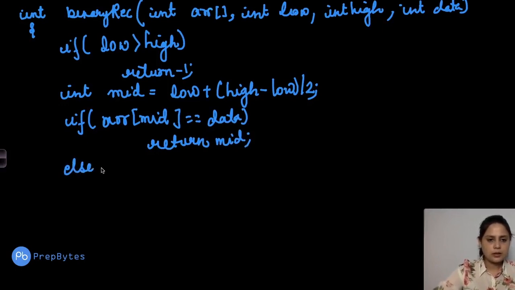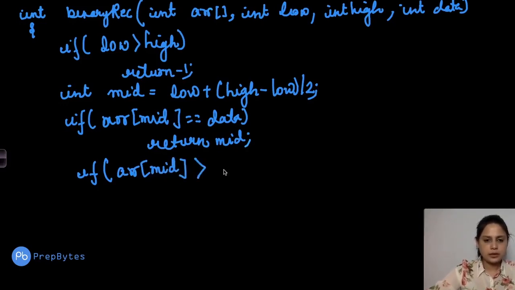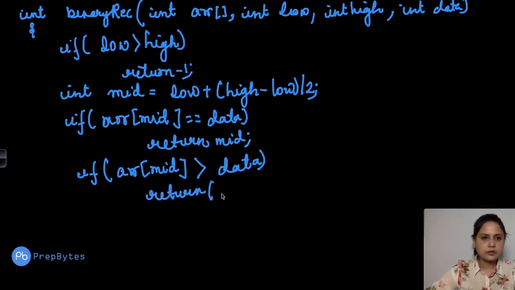Else, or actually, let's remove this else if. We will simply have if arr of mid is greater than data. In this case we have to do the searching in the first half. So we will simply return and call this function again. The function is binary rec. So here the recursive call is happening.